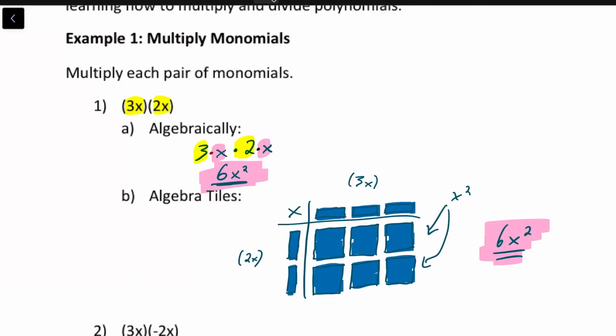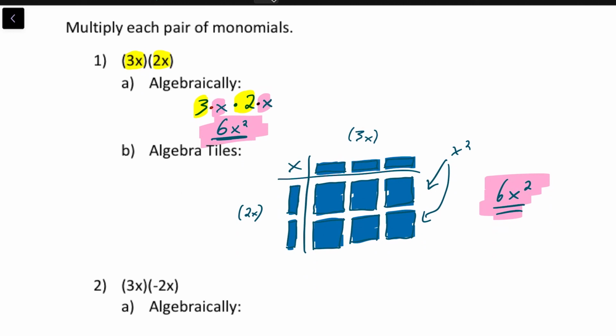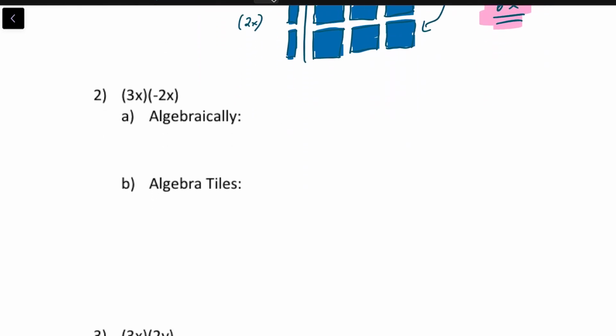So that's a way to visualize multiplying various monomials, and that's how you do it with algebra tiles. You do have to know how to do both. There will be test questions, not just on the algebraic way of doing it, but the algebra tiles as well. You just got to know how to do it, but make sure you understand and can do both. All right, let's try another one.